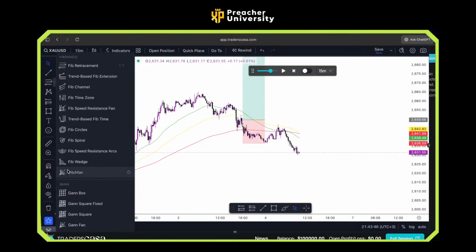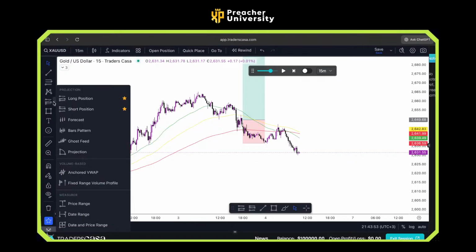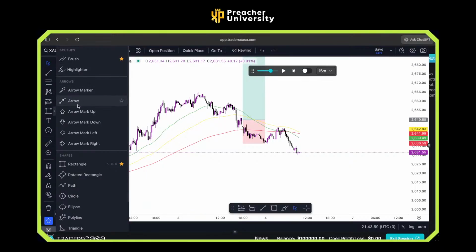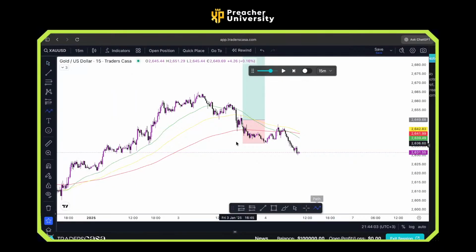Let's get the path tool. Where is the path tool found? All right. So we can see that the market had literally shifted structure here, and now it was trending bearish, right?